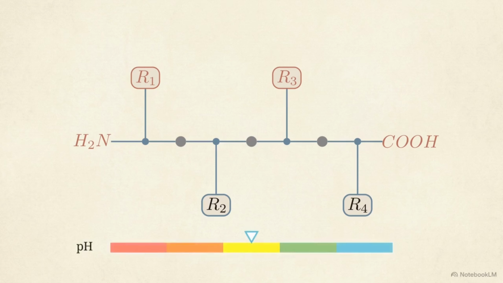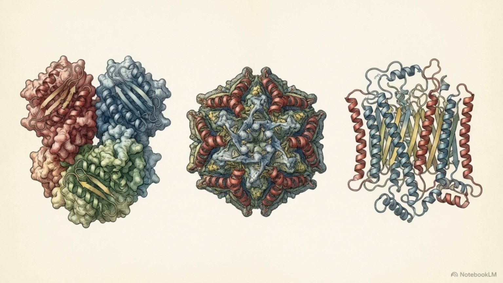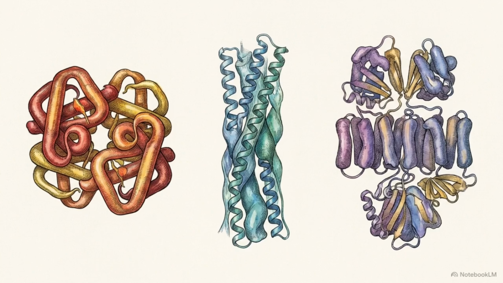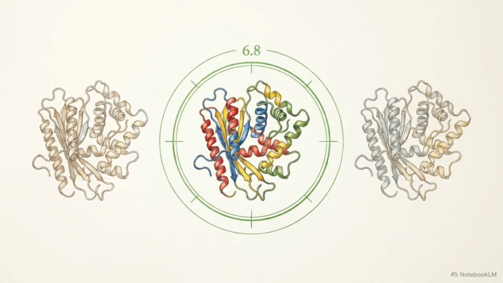These specific molecular groups react to their environment. Depending on the pH of the surrounding solution, they will readily gain or lose protons. There is an exact specific pH level where a molecule's positive and negative charges perfectly cancel each other out. This equilibrium is called the isoelectric point, or PI. Because every type of protein is built from a different sequence of amino acids, every protein has its own highly specific isoelectric point. This makes the PI a targetable variable.